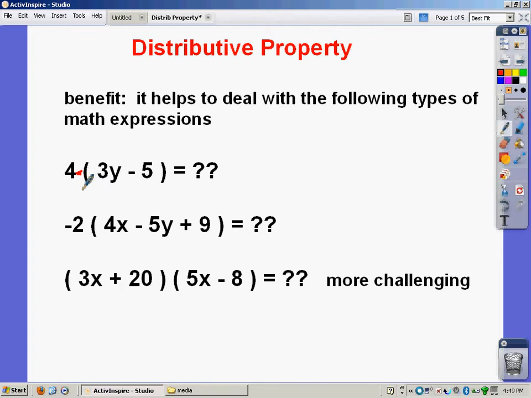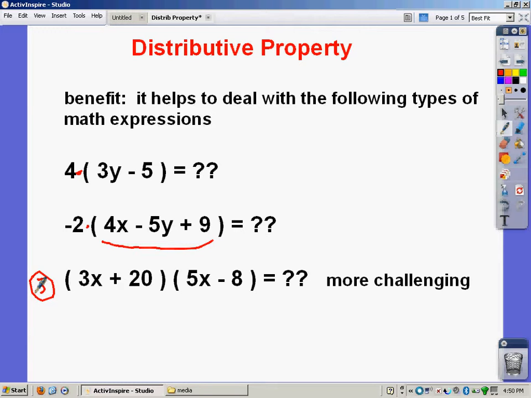In the second problem it's negative 2 times the parenthesis, what's inside it. This is a group, it could be thought of as one quantity. Okay, so the distributive property helps you deal with these kinds of problems. Now, problem number 3 doesn't look the same as the first 2 problems, but it really is an application of distributive property. Actually, it's a double application of it.